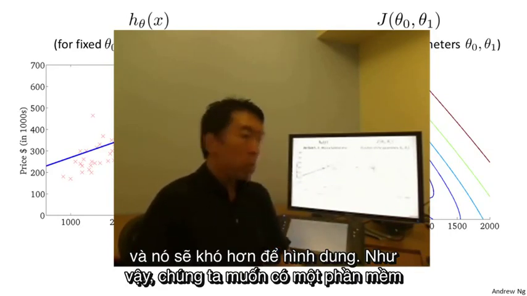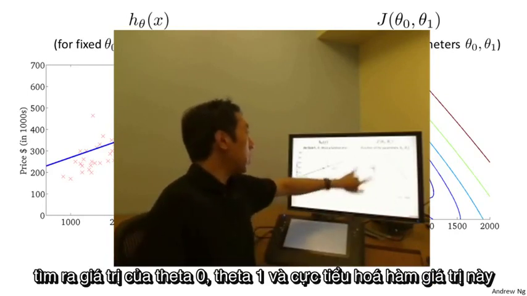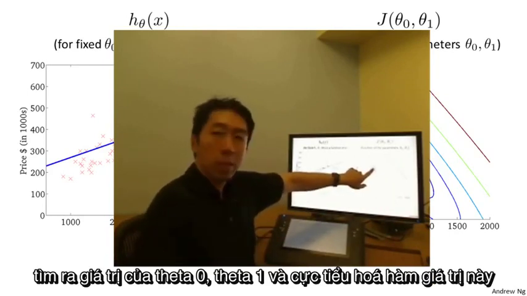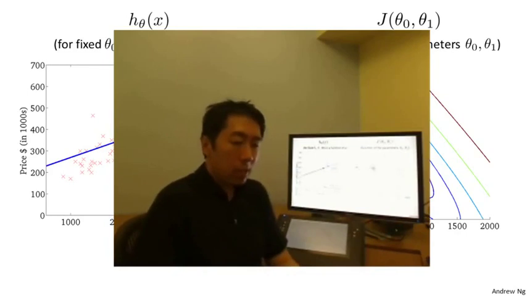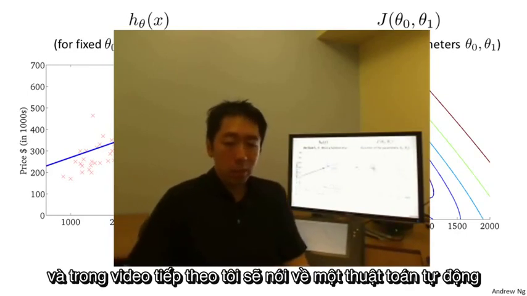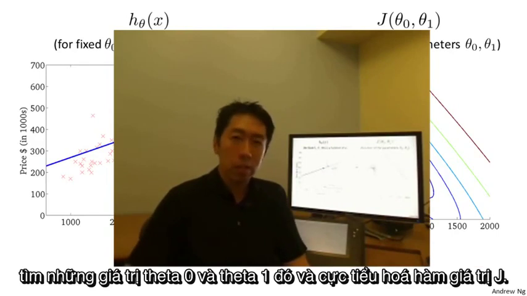And so what we want is software to find the values of theta 0, theta 1 that minimize this function. And in the next video, we'll start to talk about an algorithm for automatically finding those values of theta 0 and theta 1 that minimize the cost function J.